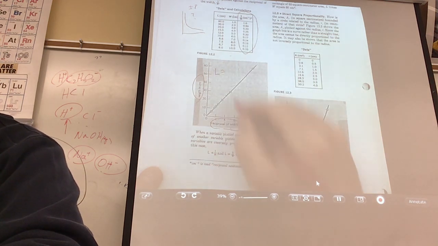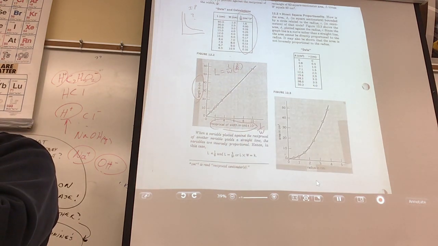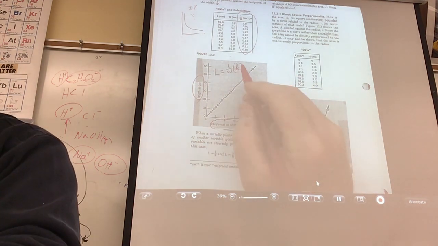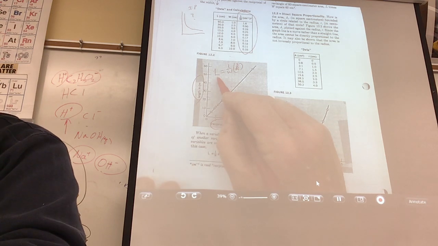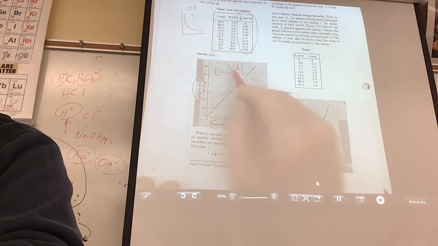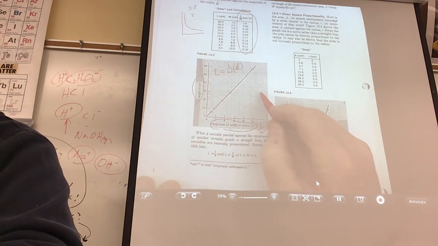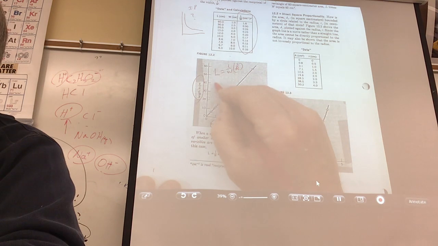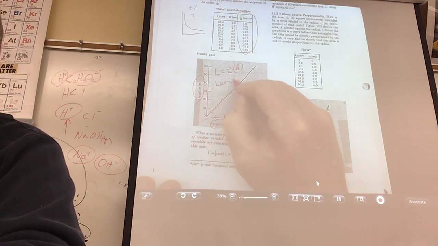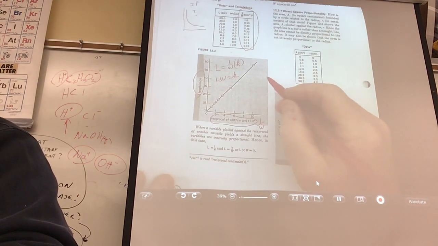The inverse of width, if you multiply it times some constant, right? Now stay with me, look at this. If you can prove that L is directly proportional to 1 over W, let's rearrange that equation. What do you get? Multiply both sides by W, what do you get? Ding, ding, ding, ding.